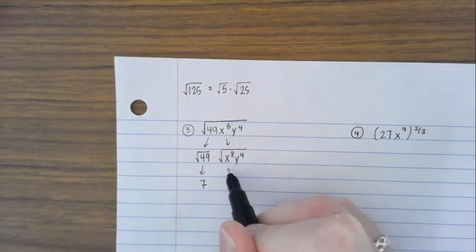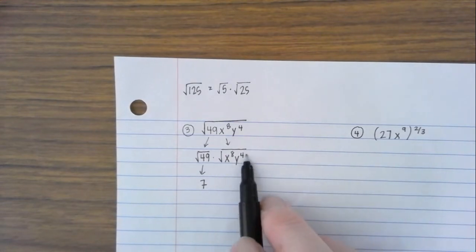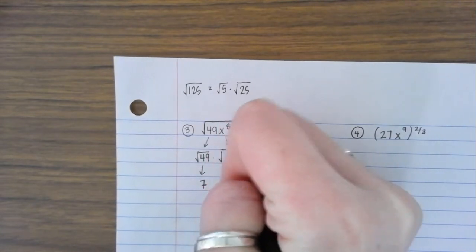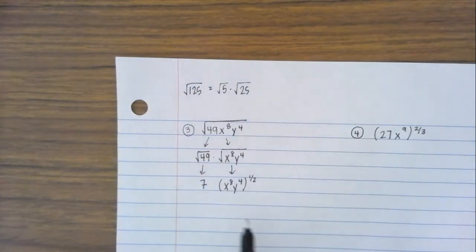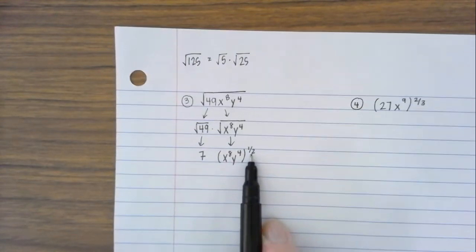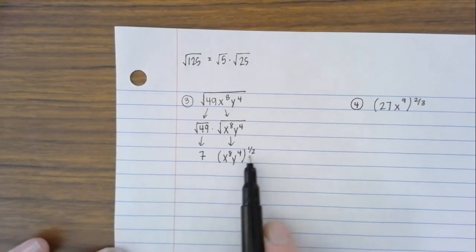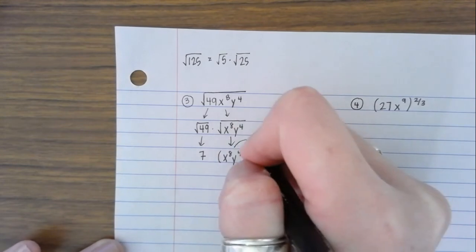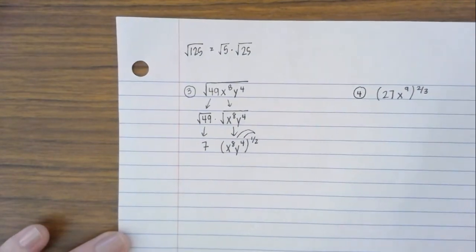So what I would probably suggest doing in this case is I would probably rewrite this root as the quantity of x to the 8th, y to the 4th, all raised to the 1/2 power. And the reason that I would suggest rewriting in terms of a fractional exponent for these variables is because now we can use the power to a power rule, which says that basically this 1/2 power is going to be multiplied by each one of the exponents on the inside of the parentheses.